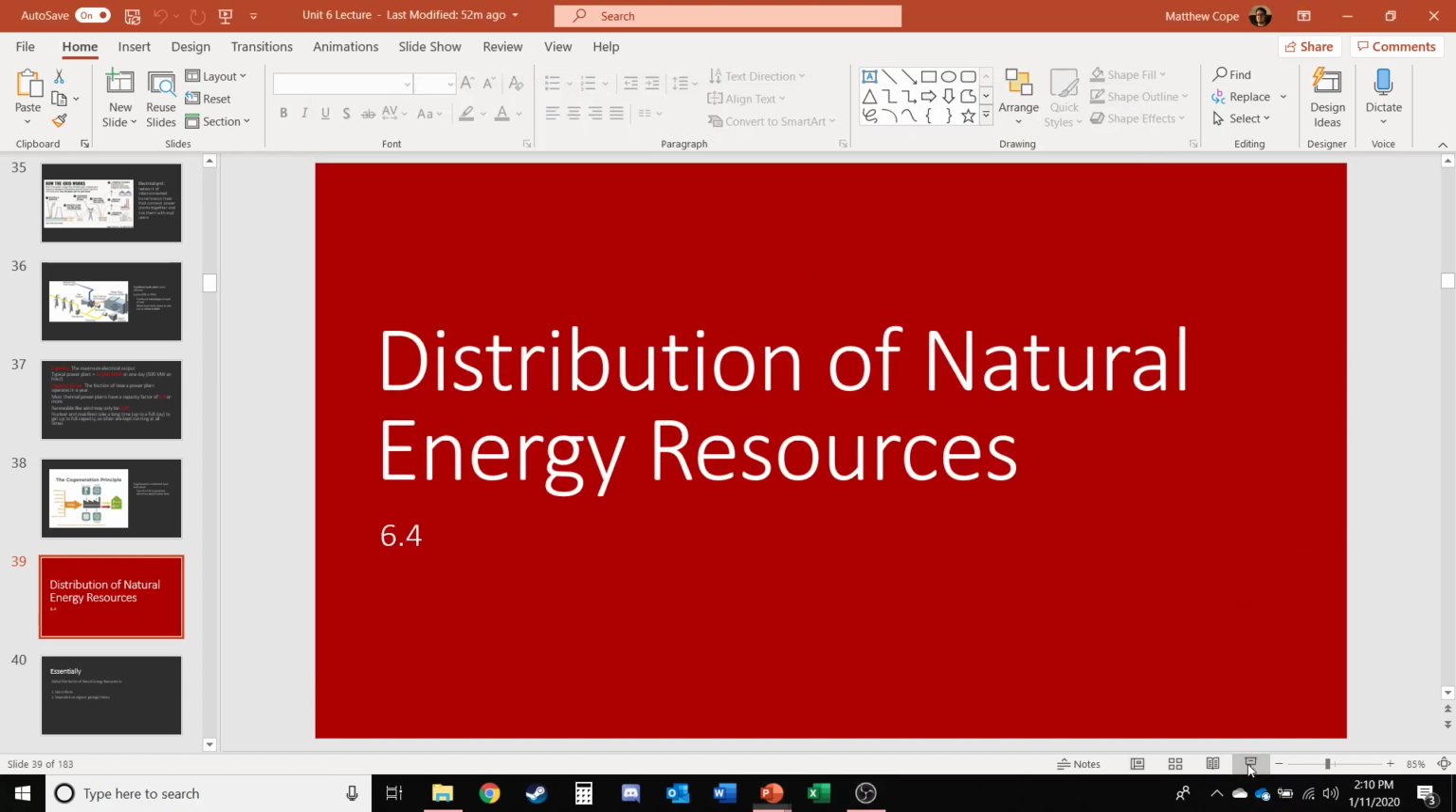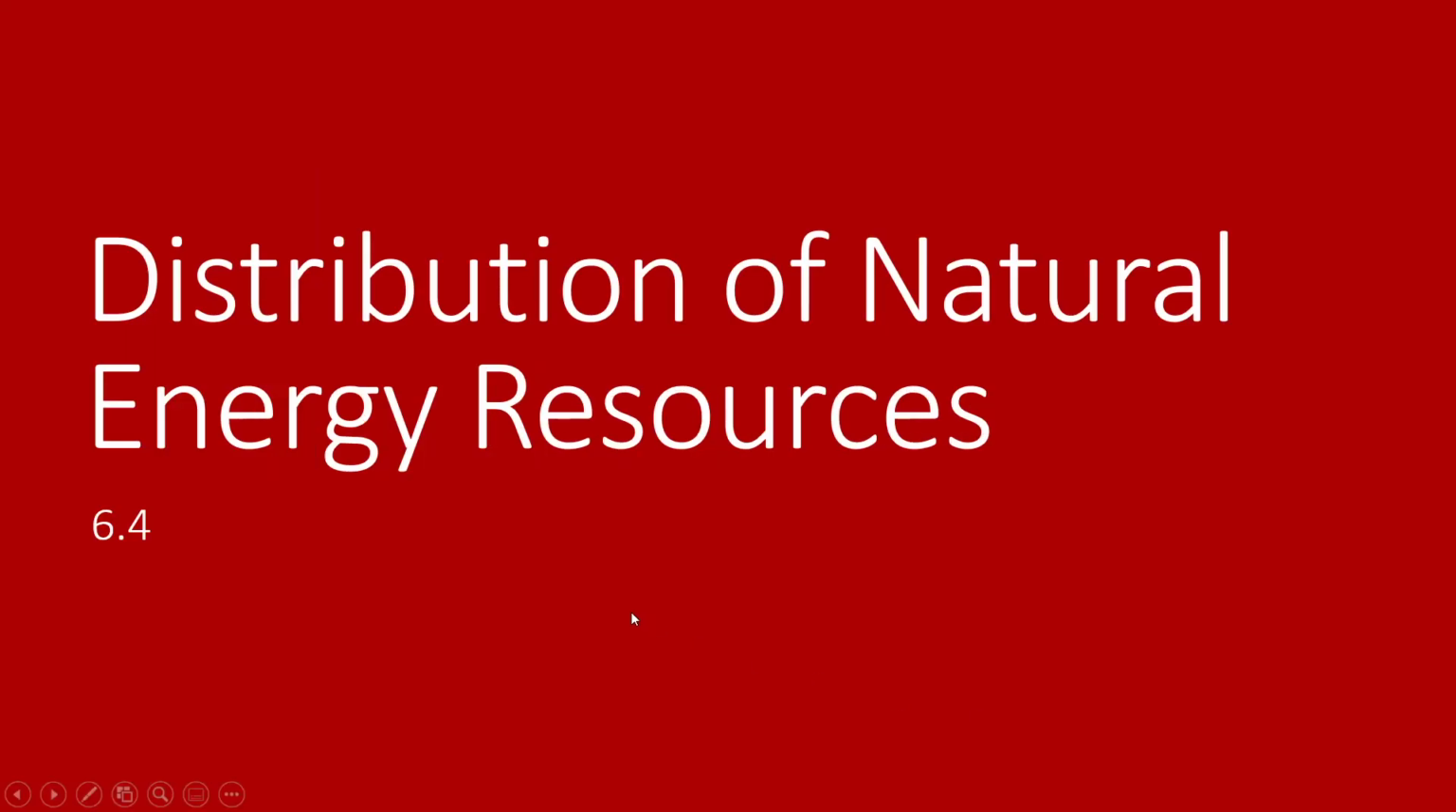All right, welcome back. This is going to be, I believe, the third video for Unit 6 for AP Environmental Science. In this video, we're actually going to do 6.4 and 6.5. 6.4 is very quick because 6.4 is all about the distribution of natural energy resources.